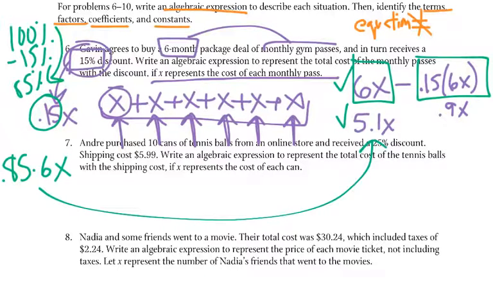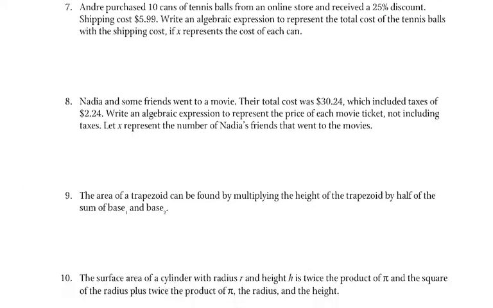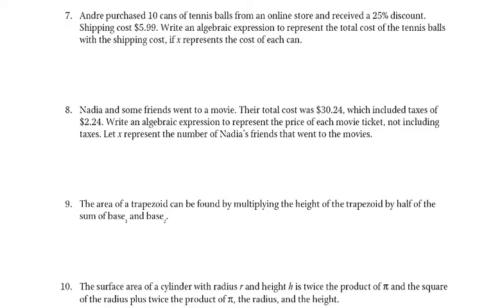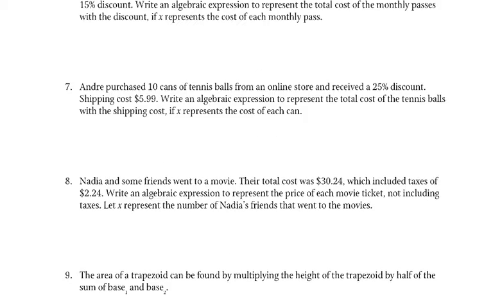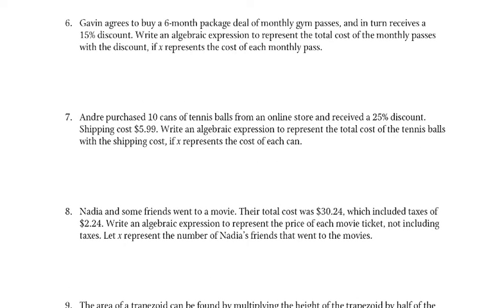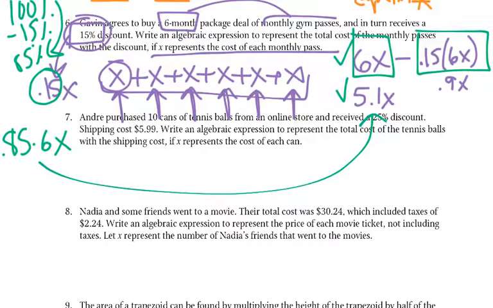Alright, now let's take a look at number 7. Clear it up a bit here. So, Andre purchased 10 cans of tennis balls from an online store and received a 25% discount. Shipping cost $5.99. Write an algebraic expression to represent the total cost of the tennis balls with the shipping cost, if x represents the cost of each can. Okay, so kind of similar to number 6, right? And if we remember number 6, we ended up with either versions of this, okay? So, but this time we're adding in something, right?